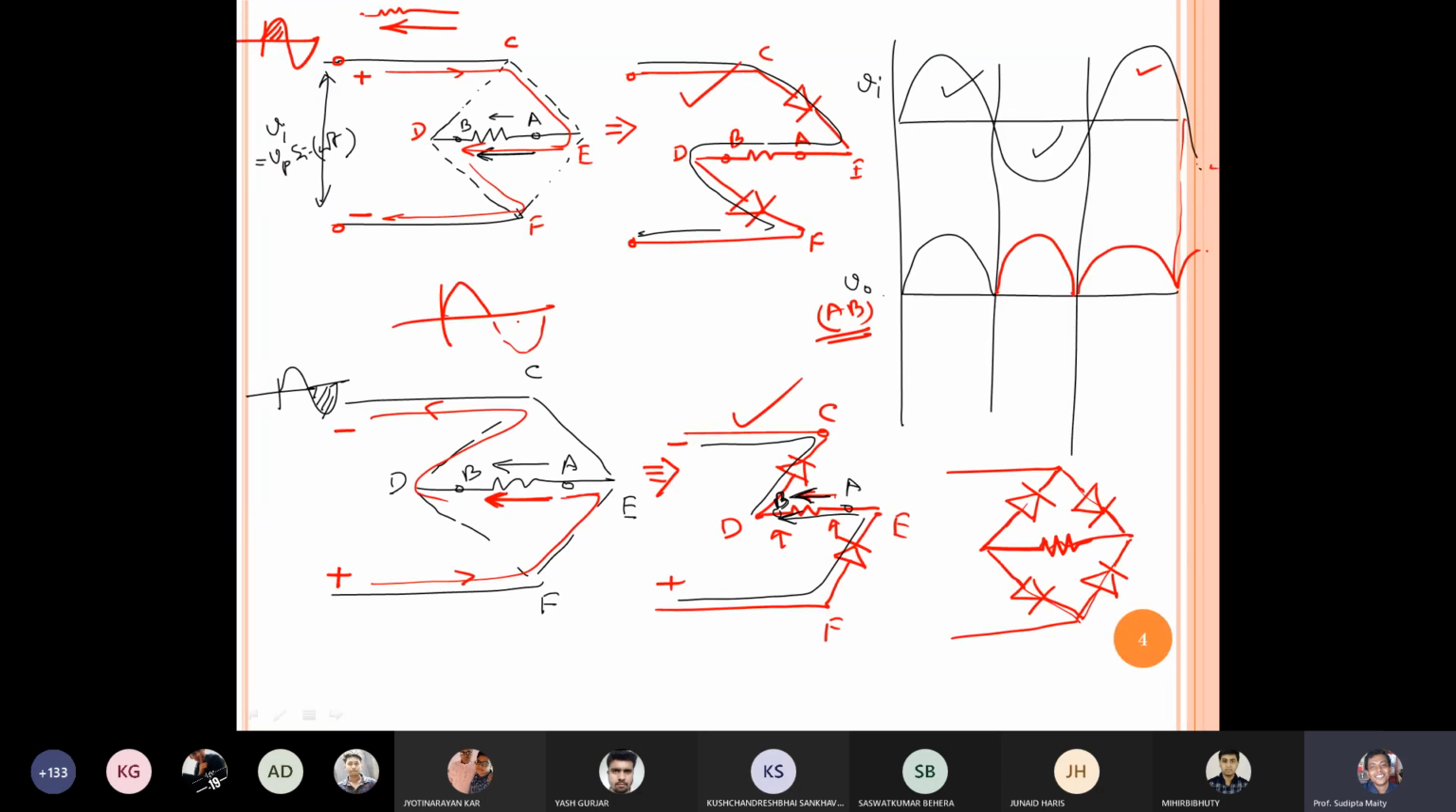It is called a bridge rectifier because it forms one kind of bridge, and it is also called a full wave rectifier because we are getting in the output terminal both the positive input part and the negative input part. That's why it is called a full wave rectifier.